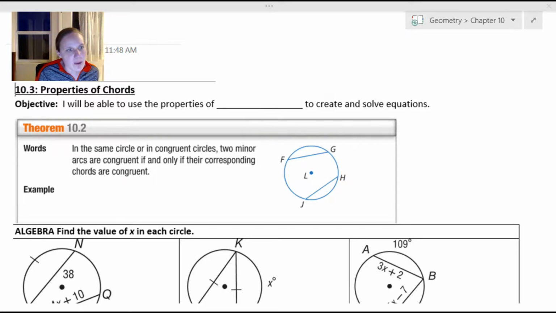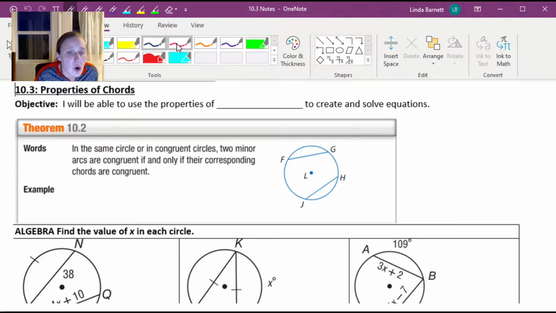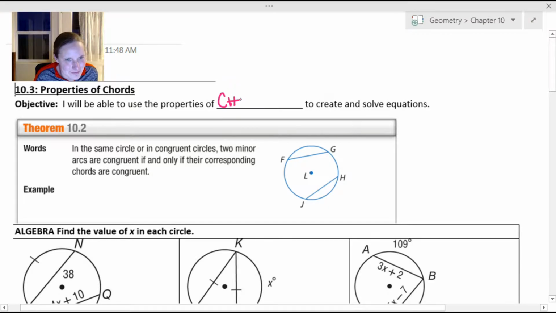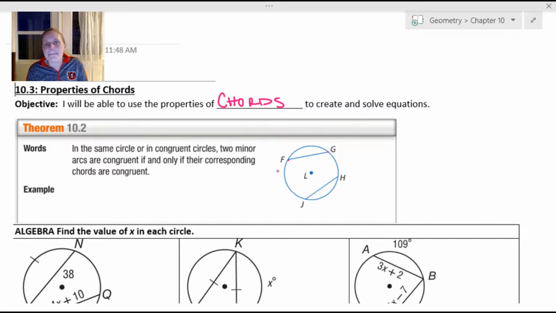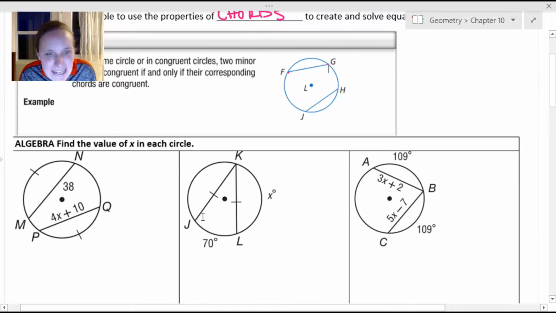We're going to get started with the properties of chords. This is 10.3, and what we'll be doing today is using the properties of, you guessed it, chords to create and solve equations. Remember, we learned chords are a line segment whose endpoints are on the circle. A diameter is a very specific kind of chord, but we're just going to use these theorems to create and solve problems.